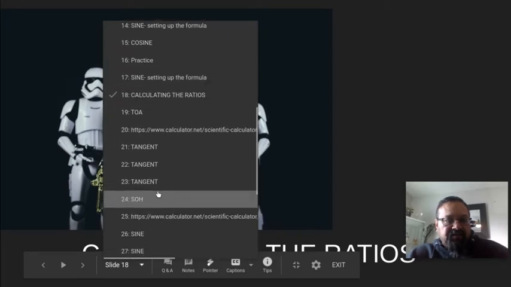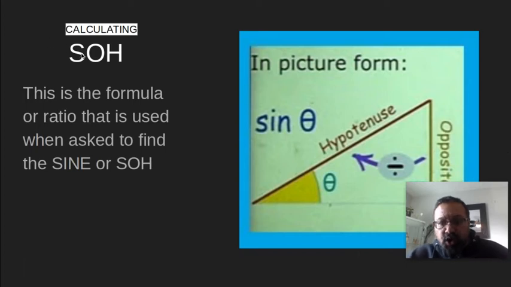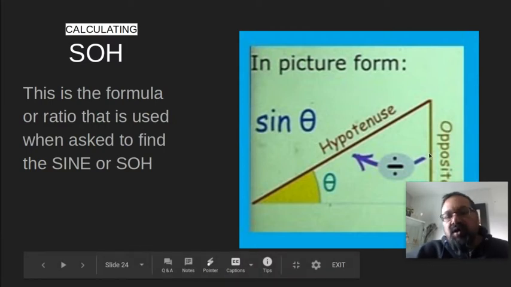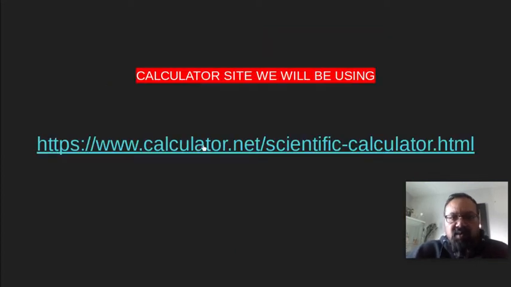sine, as I said. So here it is. The formula for sine, or SOH in the acronym, is the opposite over the hypotenuse. Hypotenuse never changes, but depending on where the angle is determines where our opposite side is. In the case of this triangle, with theta being here, here's the opposite, here's the hypotenuse. As always, we're going to be using our little calculator site that we've agreed on. Makes it a ton easier.